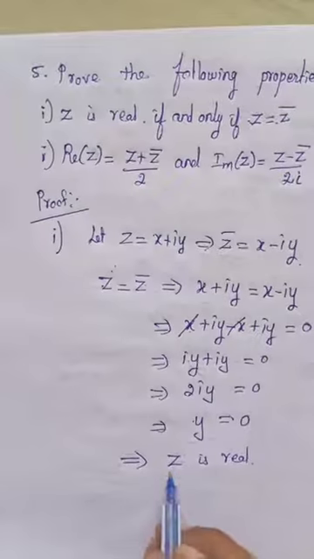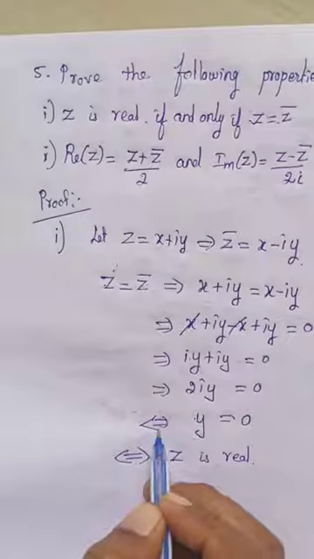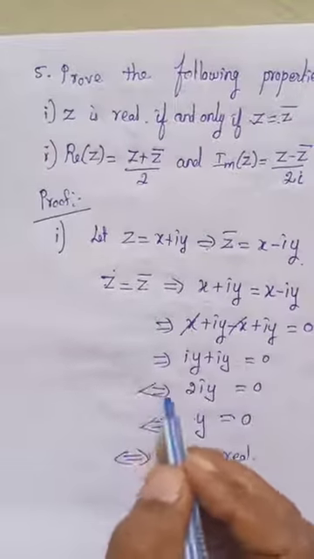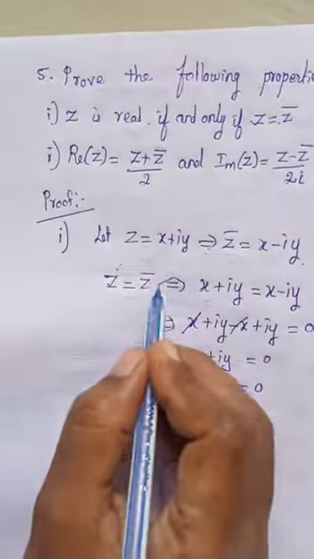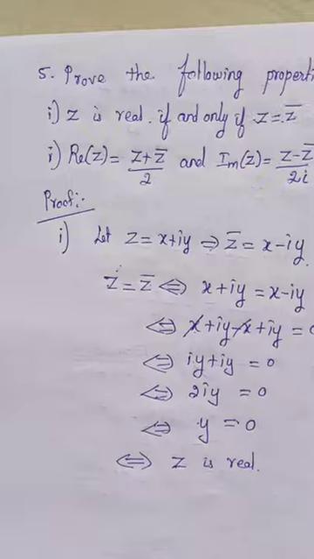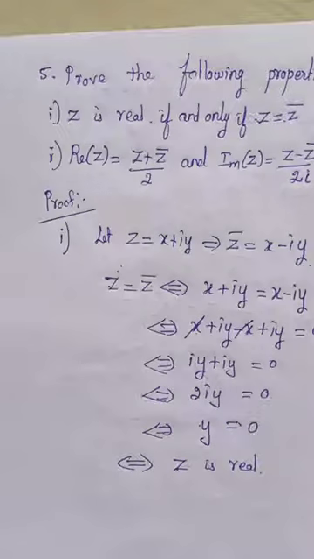The same way, when Z is real, the imaginary part will be equal to 0. So we can write 2iy equal to 0, or x plus iy is equal to x minus iy. Put the double arrow. This same proof we have done for imaginary also.